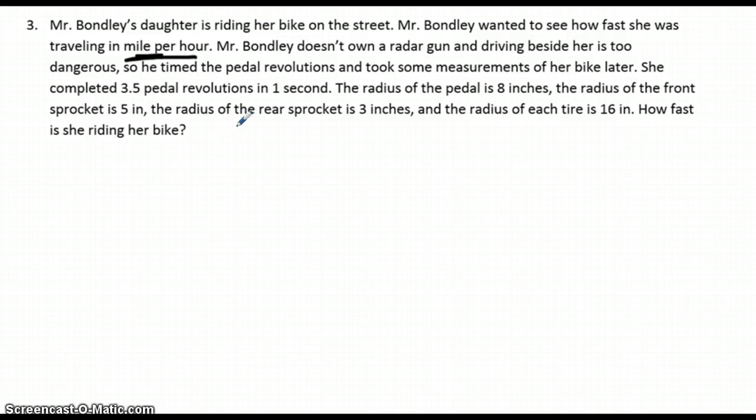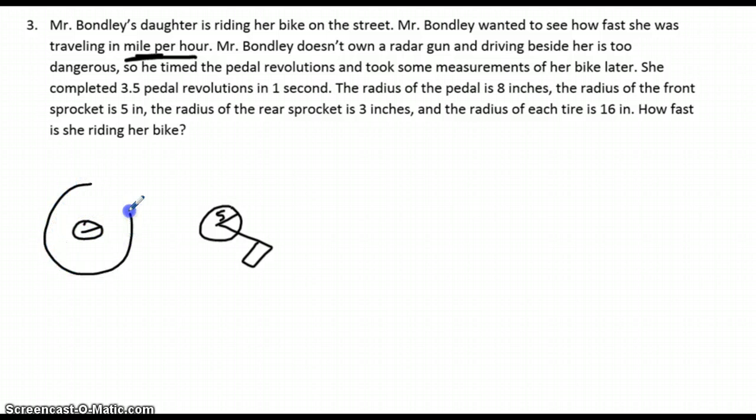All right, I'll start this problem by drawing a diagram. Well, we got our front sprocket here with a radius of 5 inches. We have our pedal connected to the sprocket with a radius of 8 inches. We have a rear sprocket back here with a radius of 3, and then our rear tire back here with a radius of 18 inches. Now connecting the front sprocket and the rear sprocket is a chain.